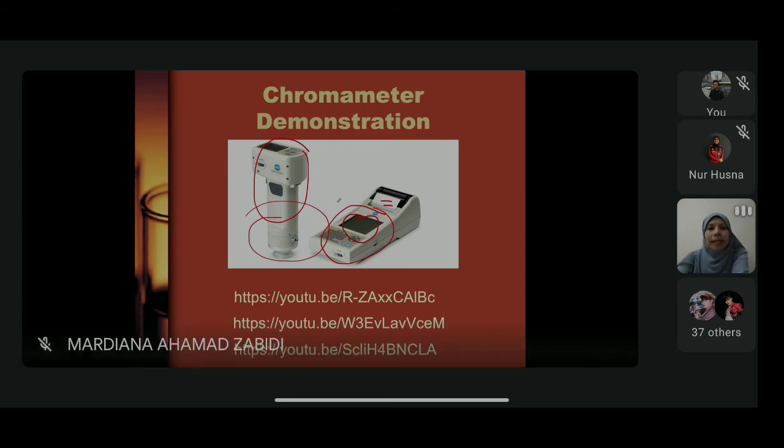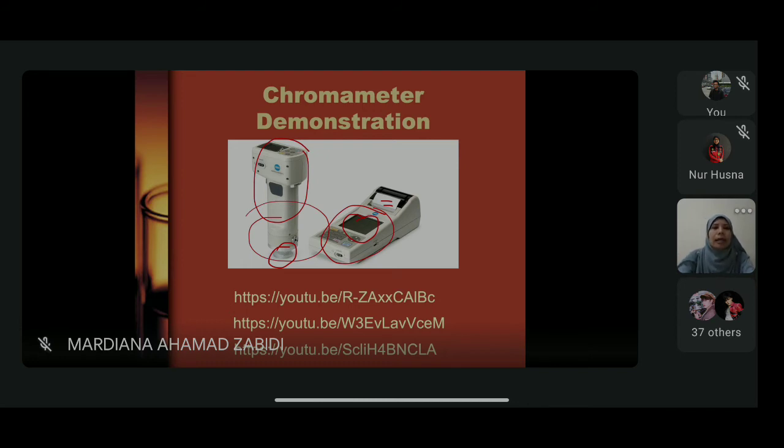Alright, and then the one that we are using for chromameter is this particular unit. Okay, this particular unit, kalau kamu tengok dekat bahagian bawah, ini adalah light source. Okay, so what you need to do is you need to place your product as close as possible, ataupun it can be directly on that particular sensor. This one dia ada sensor and light source. So this particular sensor, it will measure the color of your product.